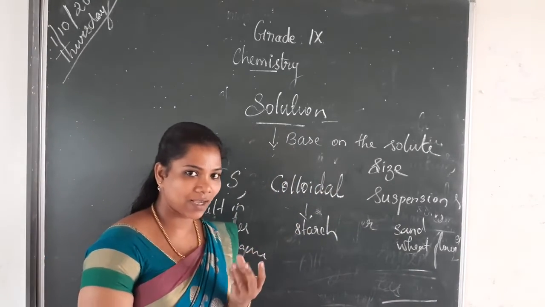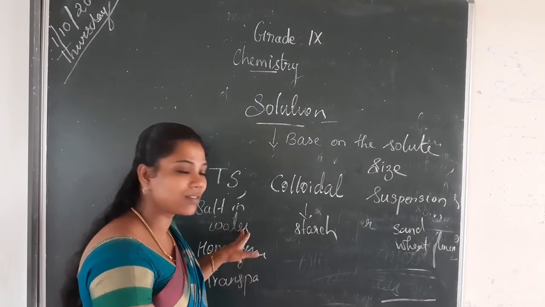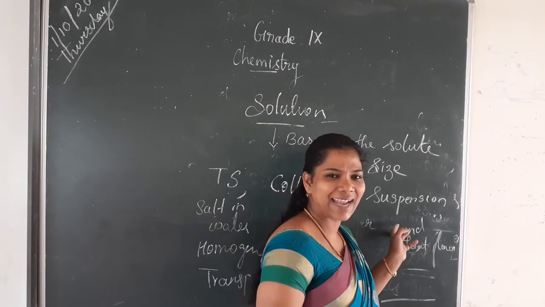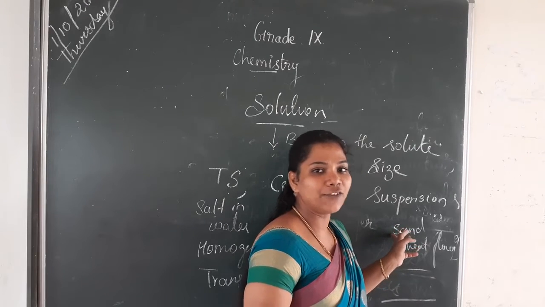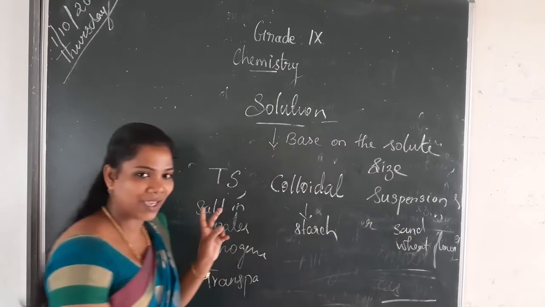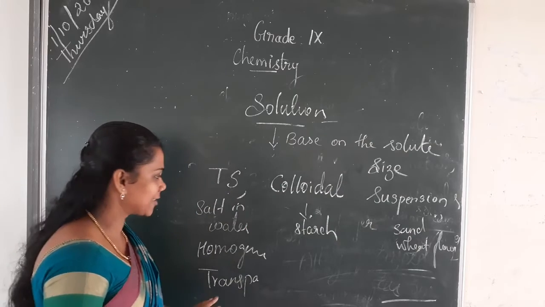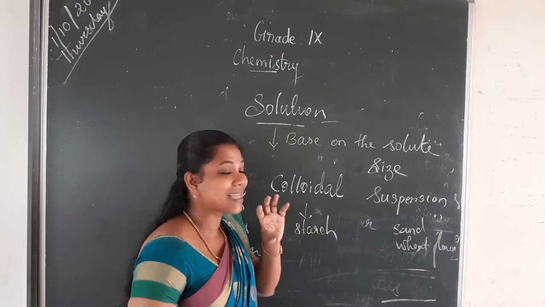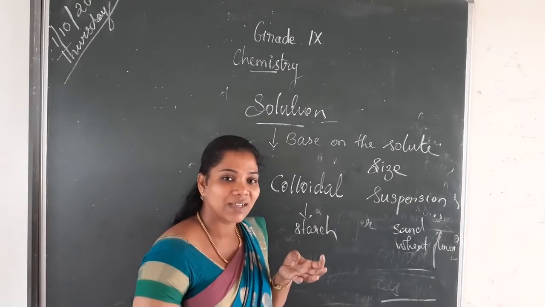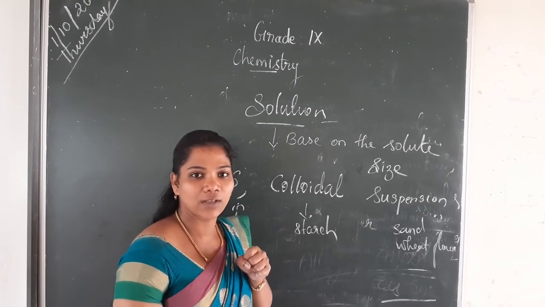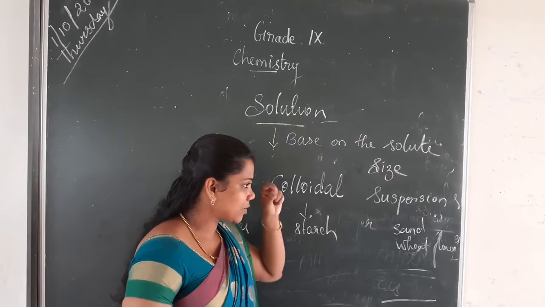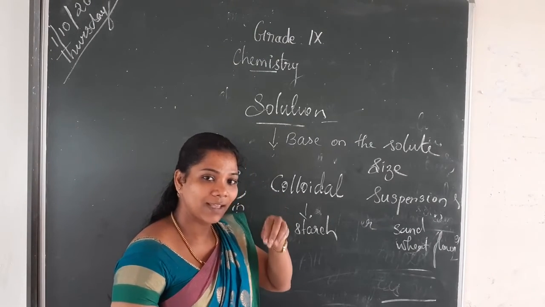Okay, so take 3 cups. First you have to add salt. The next one you add starch. The next one you have to add sand, or you can add wheat flour, and see the difference. Here, salt completely gets dissolved. Here, it forms a translucent liquid. It won't be transparent. It looks cloudy. The water looks cloudy. Here you cannot see the particles that are clouding the liquid.